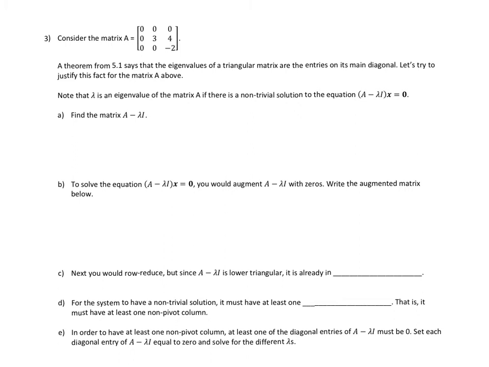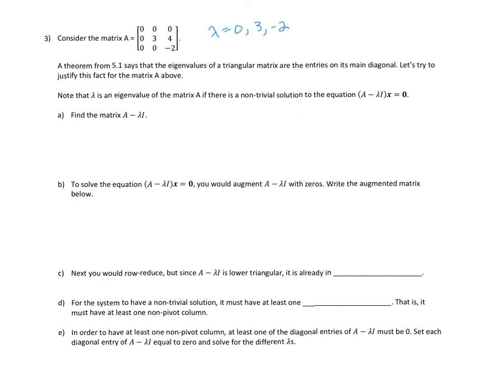Okay, next problem, matrix A. A theorem from 5.1 says that the eigenvalues of a triangular matrix, which matrix A is, are the entries on its main diagonal. So the theorem says that lambda should be 0, 3, and -2. I should have 3 lambda values. So let's try to justify this fact for the matrix A above.